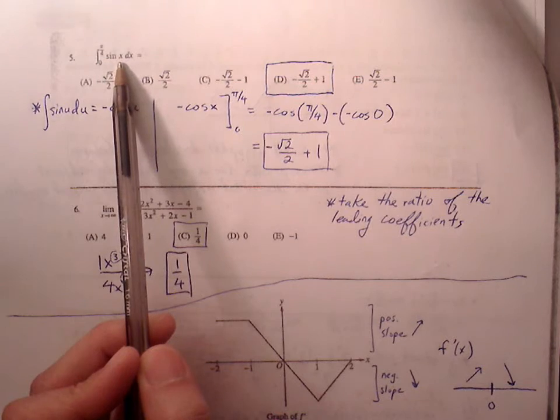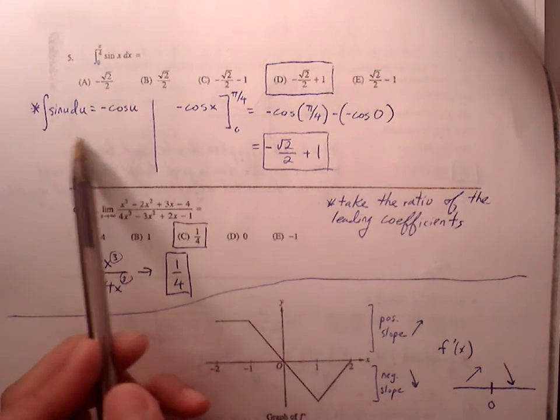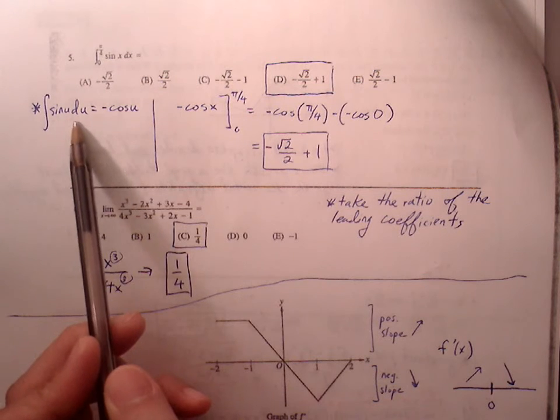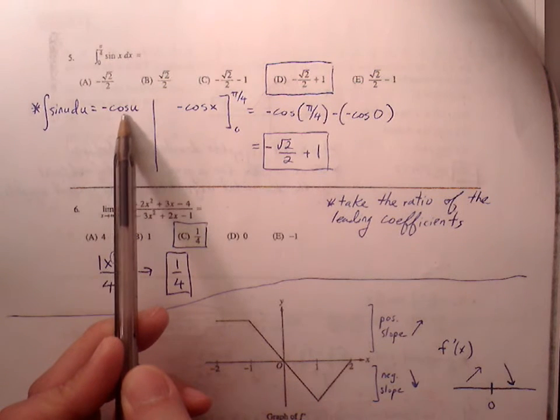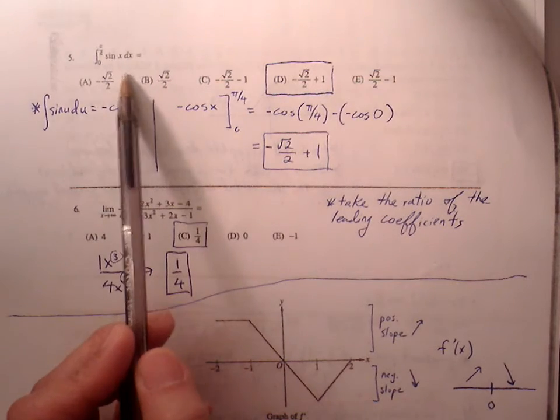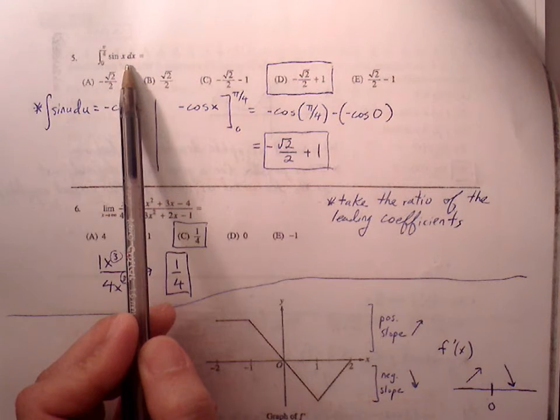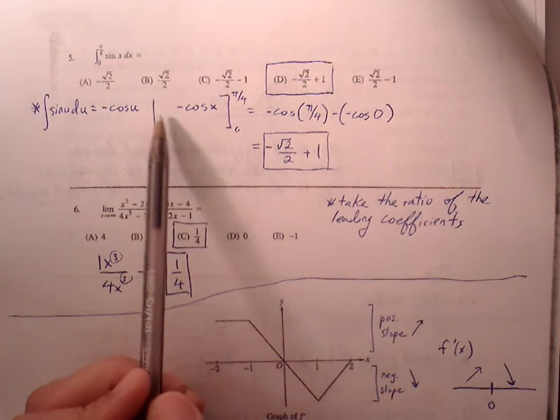So let's think about the integral of sine of x, or the integral of sine of u. The rule is the integral of sine of u becomes negative cosine of u plus c. So no need for u substitution. The antiderivative of sine x is just going to be negative cosine of x.